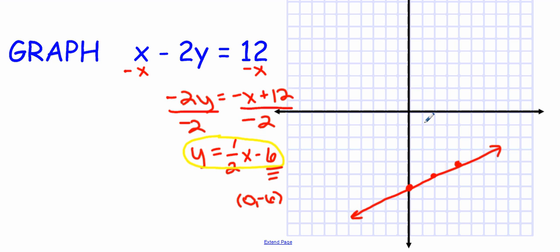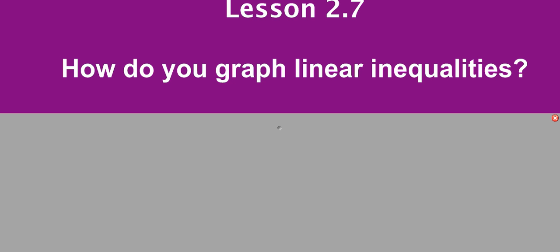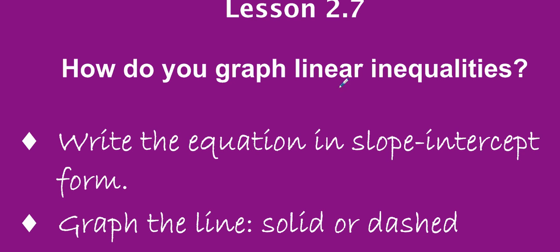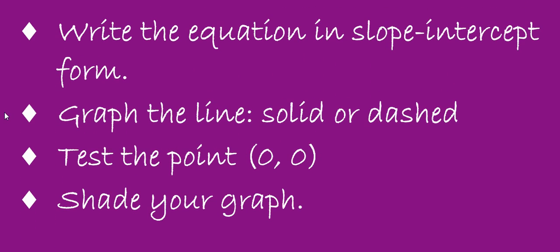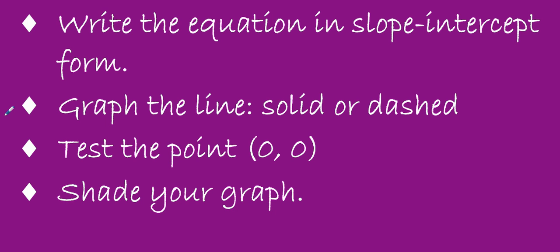So now that you remember how to graph in slope-intercept form, we can talk about lesson 2.7, which is how to graph linear inequalities. There's a few things that we'll need to review first that you may want to write down before we do some examples. Graphing linear inequalities. Here's a couple steps for you to remember. First thing you always want to do anytime you're graphing an equation is make sure that you rewrite that equation in slope-intercept form. Once that's done, you'll be able to graph your line.